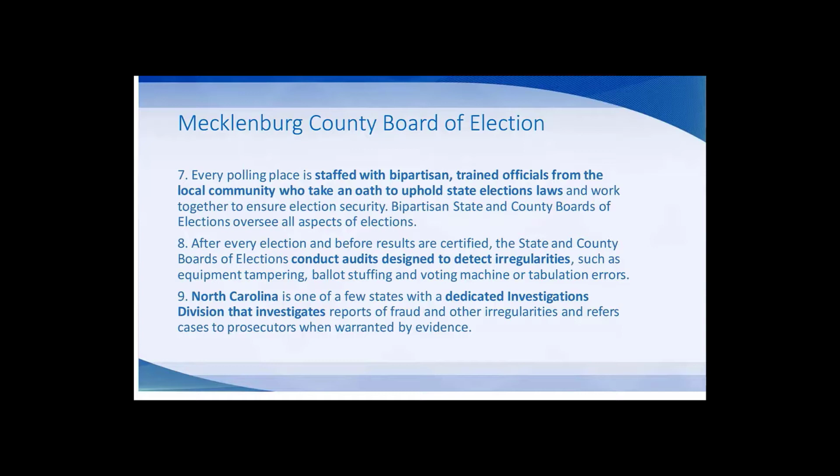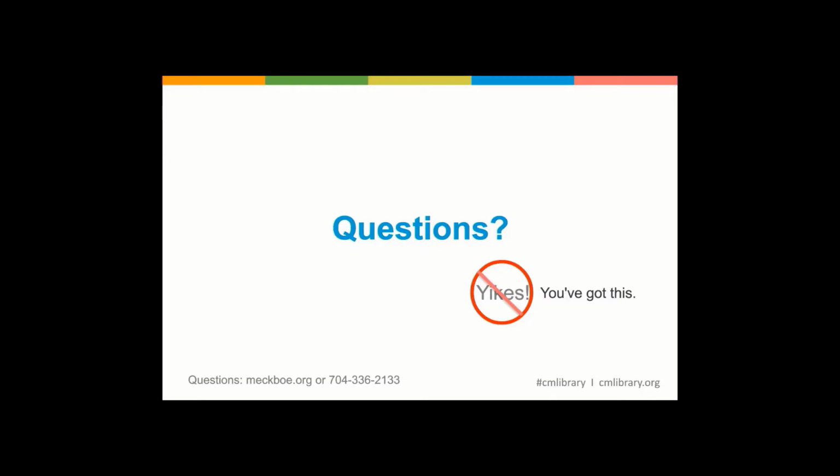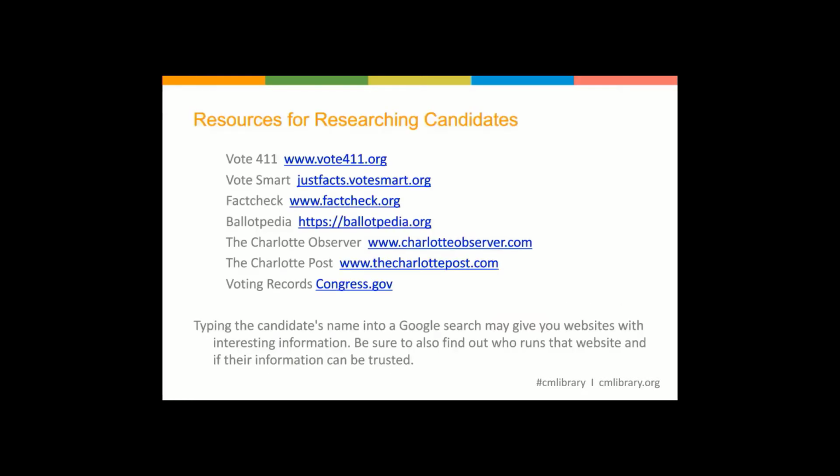North Carolina is one of a few states with a dedicated investigations division to investigate reports of fraud or other irregularities and refers cases to prosecutors. If you have any questions about the Board of Elections, please visit mecboe.org or call 704-336-2133. This slide has resources for researching candidates.